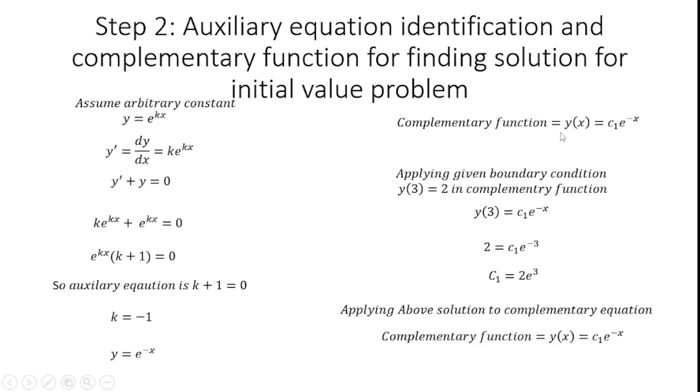The complementary function equation is already available as y of x is equal to c1 into e power minus x. But now I have identified the c1 value. So the solution for the initial value problem is 2 into e power 3, which is c1, into e power minus x. Likewise, we got the initial value problem solution from only one boundary condition. So this problem is called an initial value problem. Now you may be aware of what an initial value problem is in the finite element analysis concept. If you have any doubt, you may ask me through the comment box.